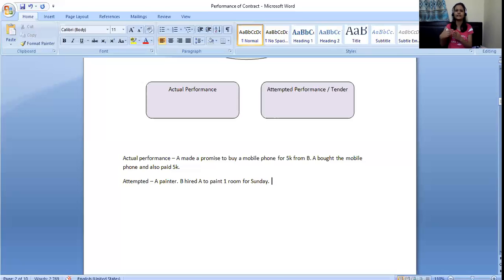That means the person made an attempt to perform it, but he could not perform it because of the other person's fault only. Maybe he did not provide the paint or the brushes, or did not say which room is to be painted. In that case also, we would say that this person has made an attempt to perform. So B cannot file a case against A saying that he violated the contractual obligations, because A made an attempt but could not perform because of the other person's fault only.